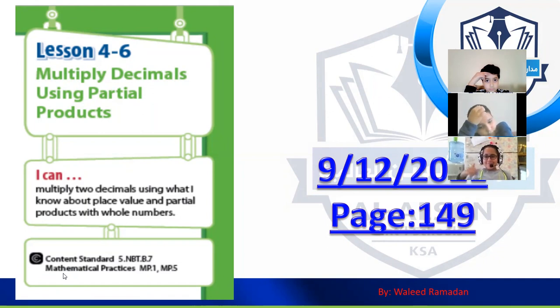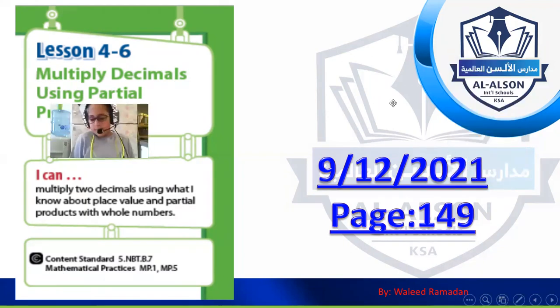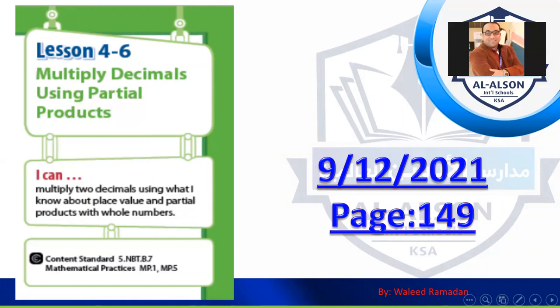I want you to start the session to be sure that all students open the same page with the same lesson. Ziad Muhammad will read the title of the lesson today from the book, not from the screen. Lesson 4.6, multiply decimals using partial products. It is partial product. Can you repeat after me? Partial product. It is the easiest way to find any product of multiplying two decimal factors.